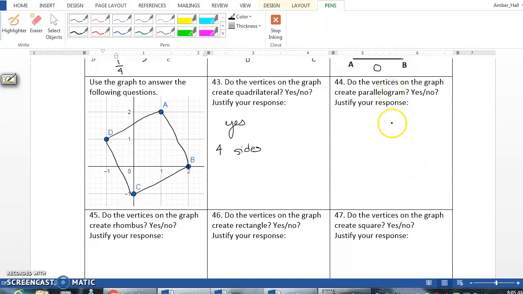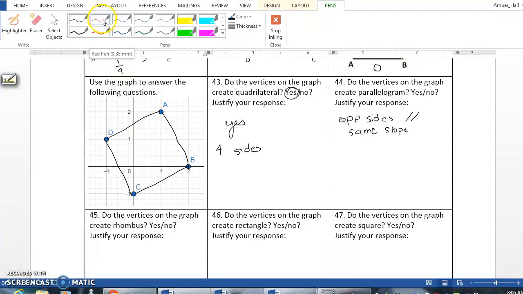Do the vertices on the graph create a parallelogram? Yes or no? Well, this is yes. If it's a parallelogram, we need to prove it's a parallelogram. One way to do that is to prove that the sides are parallel. If the opposite sides are parallel, then they have to have the same slope. So we need to find the slope of all 4 sides. How do you do that?